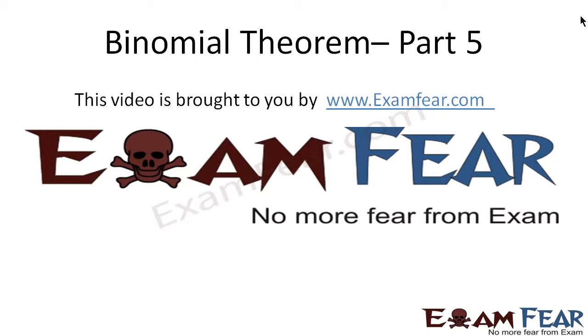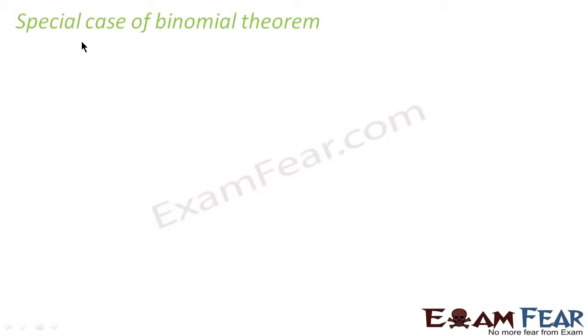Before watching this video, you should have watched Binomial Theorem part 1 to part 4. Now let's take some special cases of the Binomial Theorem. x minus y to the power n. The normal case we have developed was a plus b to the power n, and this is x minus y to the power n.